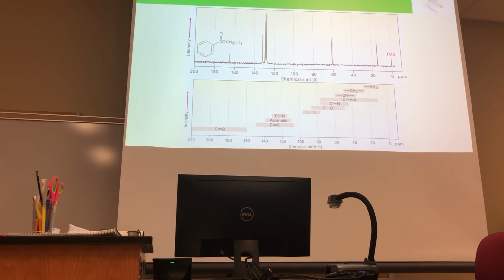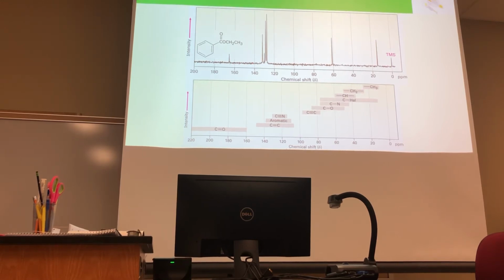Ethylbenzene. Okay, we got all this. This is where we're going with it. Here's ethylbenzene. What kind of carbonyl is that one? What's our functional group? Ester. Ester, and so it falls within the aldehyde, ketone, or carboxylic acid derivative region. Carboxylic acid derivatives are going to be over in this region here, and that's what we're seeing, about 168 or so.